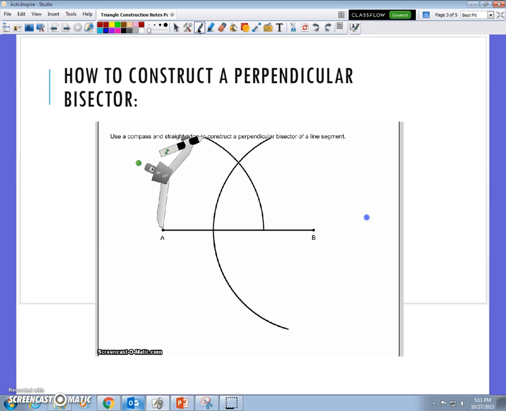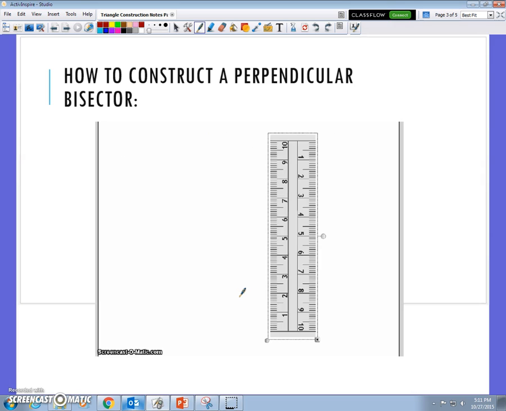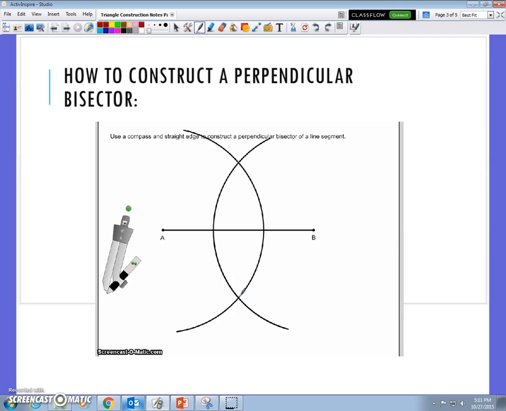Now, once you've made your two arcs, really you're only concerned with where the arcs cross. Where the arcs cross right here, that little spot and that little spot. If you can connect those two points, then you are guaranteed a perpendicular bisector to your segment.